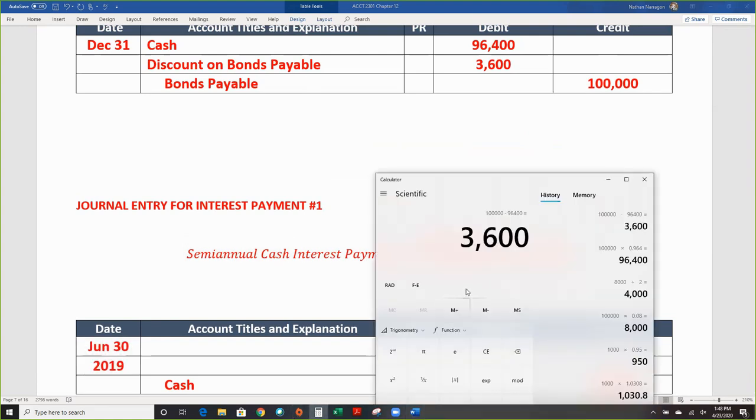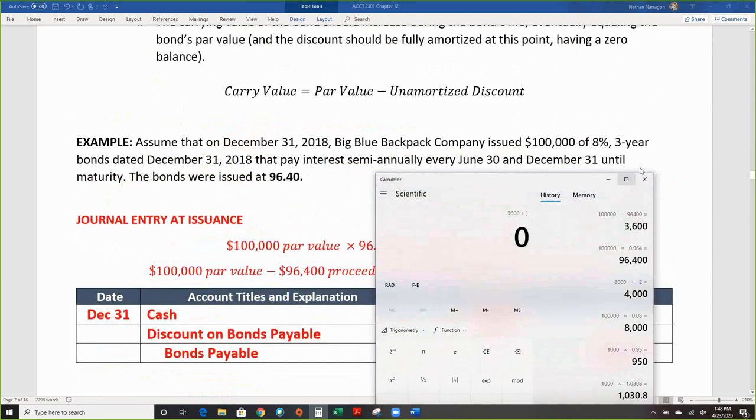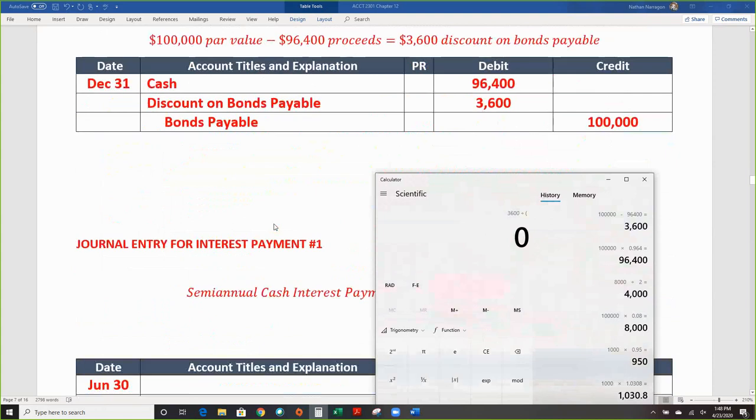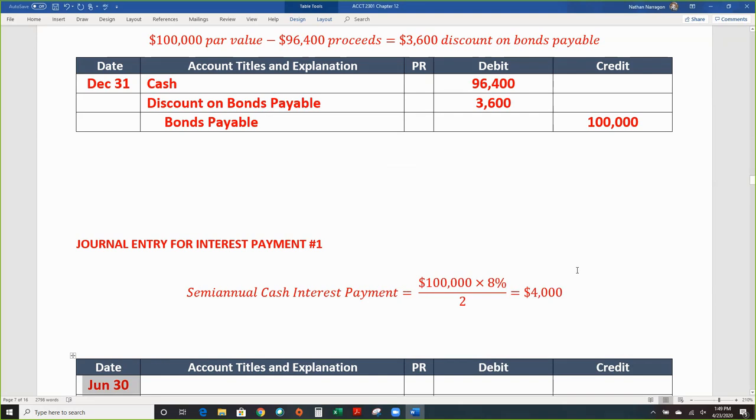The only other thing we have to do is figure out how much we are going to amortize the discount. So, easy way: I'm going to take that 3,600 and divide it. Now, this bond is going to last for 3 years. That's what's stated. So we can take 3 times how many payments we make a year, which is of course 2. So that's going to be the denominator. Basically it's 3,600 divided by 6. So every interest payment we make, we're going to amortize by 600. And this is the formula that we did right there.